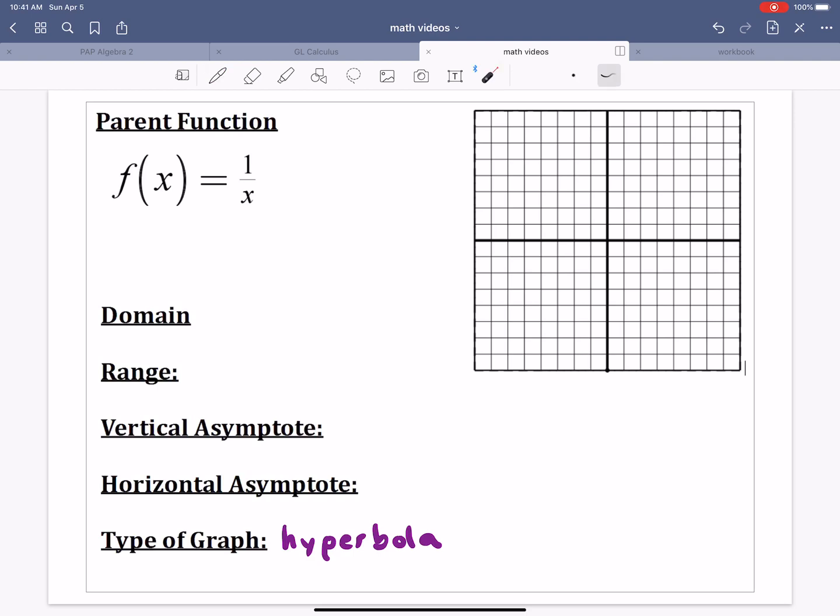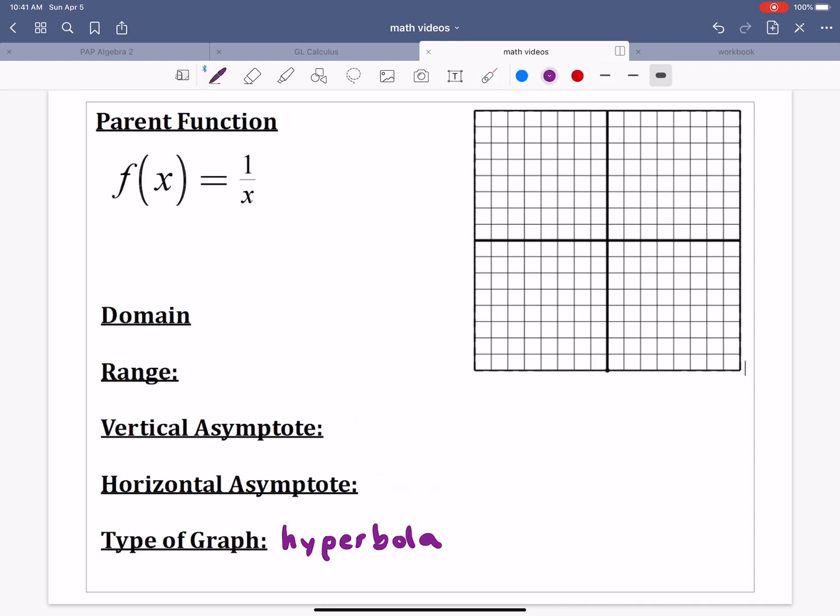Now, the next key attribute of basically all rational functions is the fact that there are two asymptotes: a vertical asymptote and a horizontal asymptote. If you remember from past lessons, this word asymptote is sort of like a boundary line that restricts the movement or the location of some of those parts of the graph. So the vertical asymptote is going to go this way, the horizontal asymptote is going to go this way.